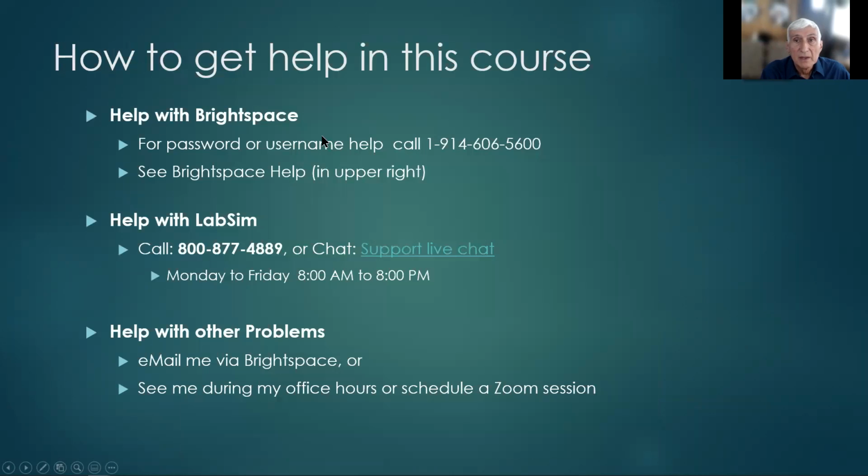Okay. So how do you get help in this course? Basically, you can get help in Brightspace for usernames or passwords by calling that number. And in the upper right-hand part of the screen, you'll actually see Help. You can get help in LabSim Monday to Friday, 8 a.m. to 8 p.m., live or chat. And that's why it's important to do the work during the week. If you have any problems, you can get help right with LabSim there. For other problems, you can email me through Brightspace, see me during my office hours, or schedule a Zoom session.